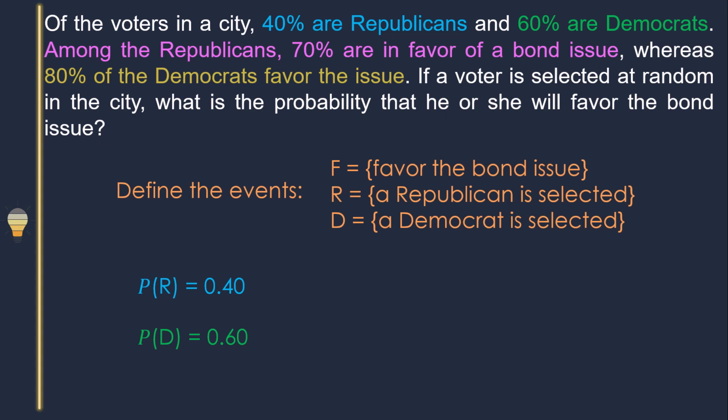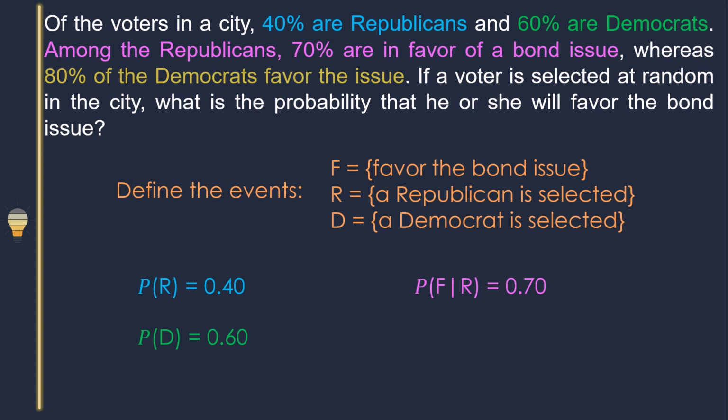Among the Republicans, 70% are in favor of a bond issue. Right. These 70% are coming from the Republicans. So we know we talk about here only Republican groups, even though we have Democrat groups. There are only 2 groups here. So this should be a conditional probability. 70% are in favor, that means probability of favor, probability of F, but they are coming from Republicans, so given Republican. So probability of F given R equal 0.7.